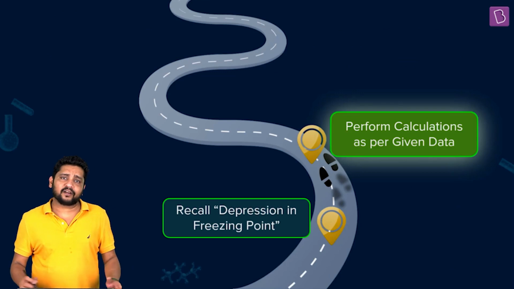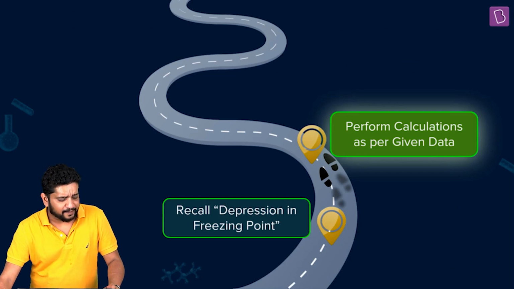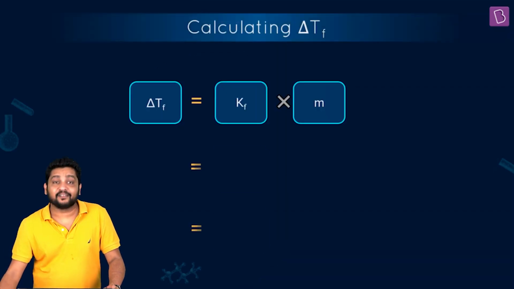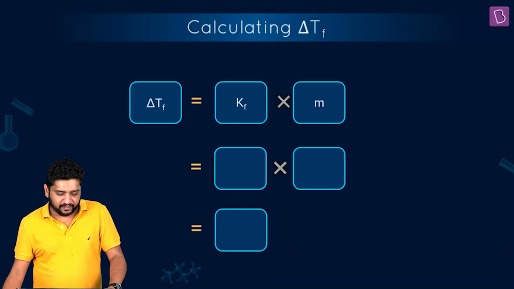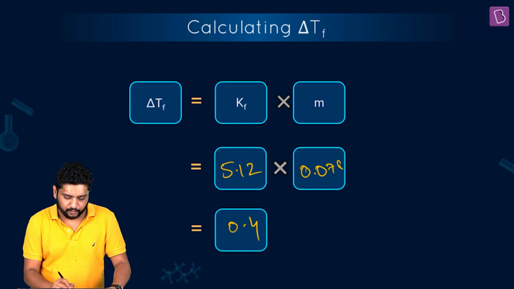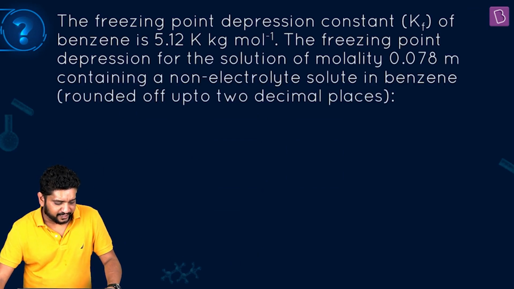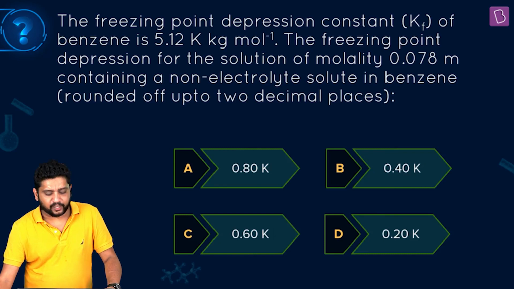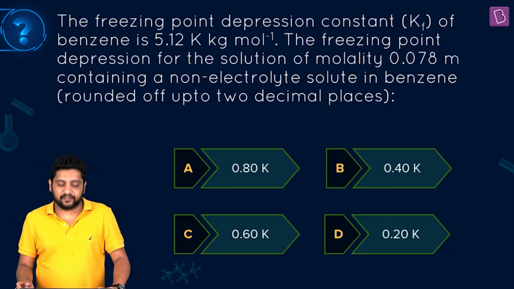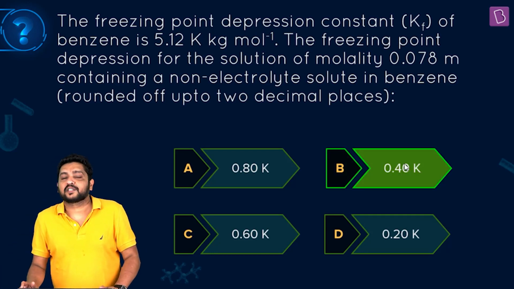So what are we finding here? We are using the formula delta Tf is equal to Kf into molality. Kf was given to us, molality was also given to us. Obviously we calculated the value of delta Tf, right? So what did we get? We took 5.12, we took 0.078. Instead, we took it approximately as 5 and 0.08, and we got the value to be equal to 0.4, right? So looking at the question, it said that the molality is known, the Kf value is known, and the question asked for the depression in freezing point. Our answer was 0.4, which is option B.